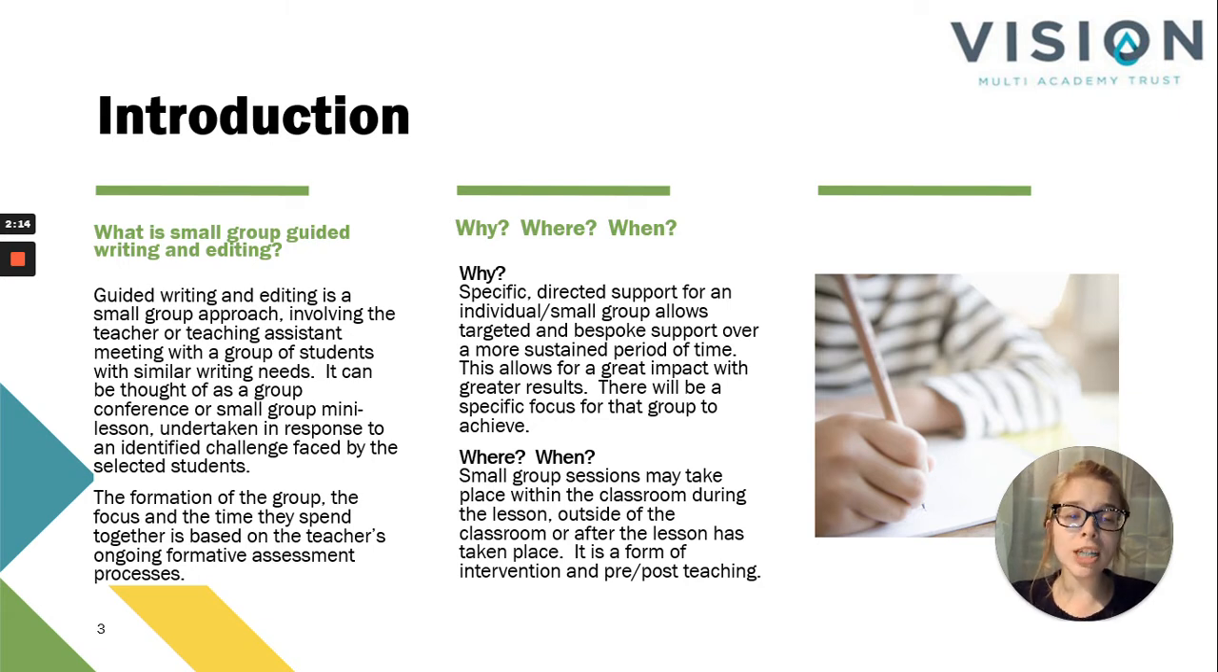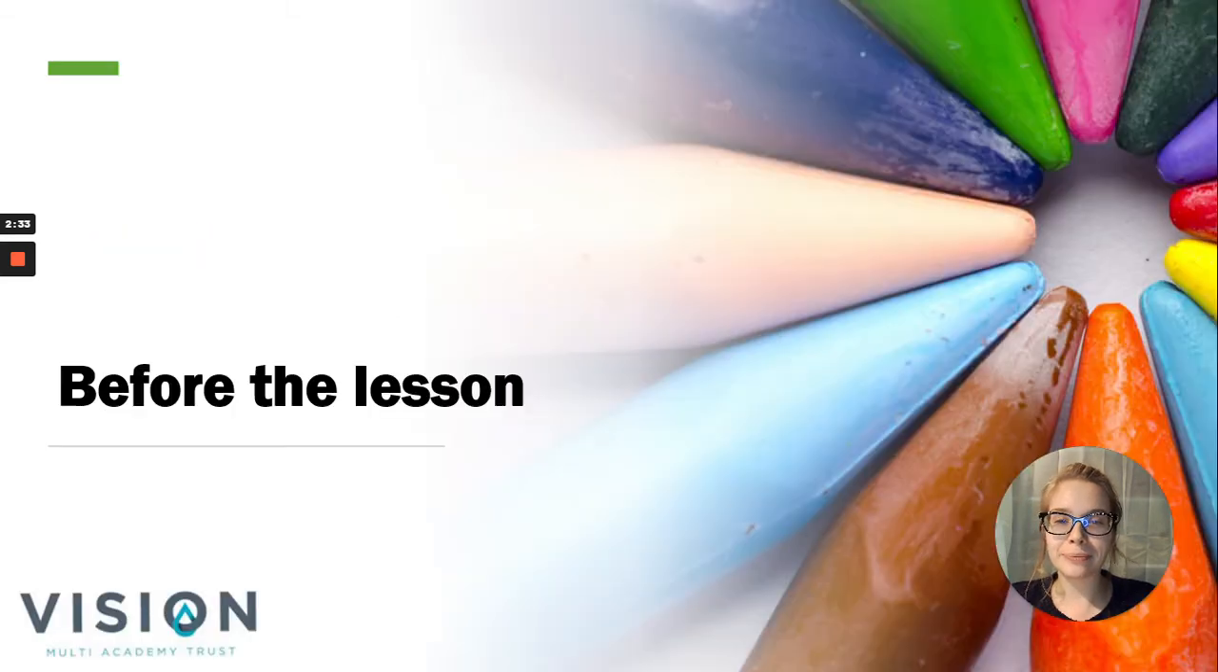Small group sessions may take place within the classroom during the lesson. They may take place outside of the classroom, within a designated intervention zone, or they may take place after that lesson has been completed. That can be classed as a form of intervention, as pre or post teaching.